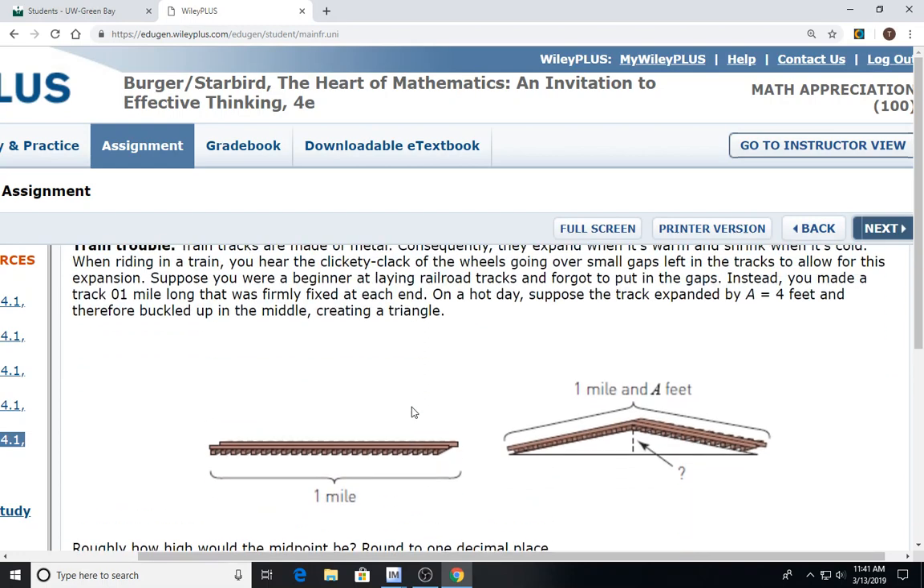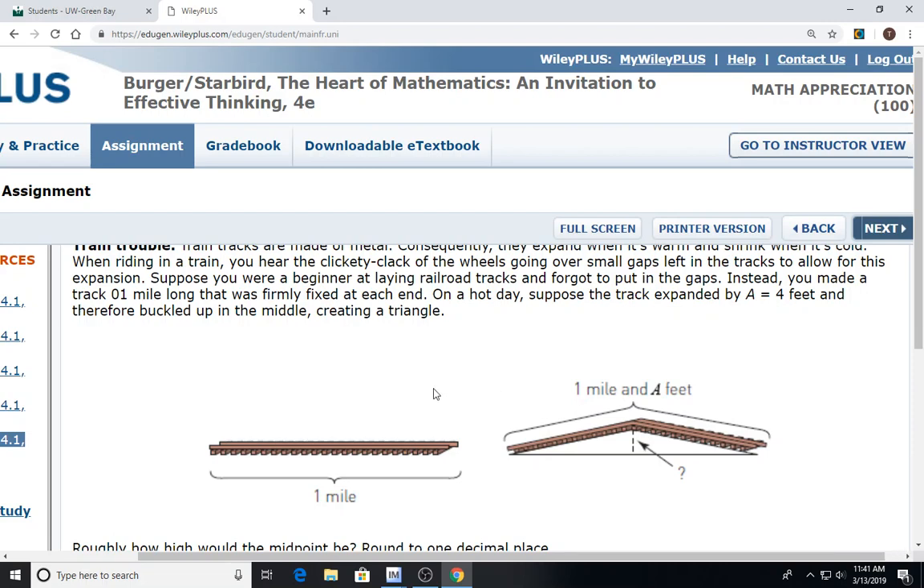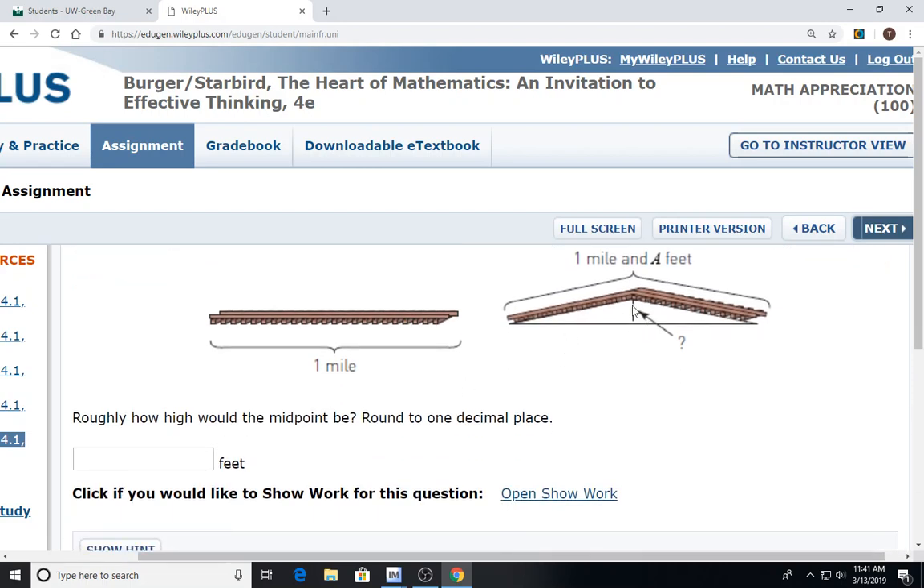creating a triangle. So here's the track when it's cool, all nice and flat, but then it gets hot and the track goes up in the middle. So now the track is 1 mile and 4 feet. Let's go ahead and check out how tall this would be if it all buckled up in one spot. You actually see this in real life, not on train tracks, but on people's siding. You ever see someone do siding on a house and it's all buckled and falling off? That's because they forgot the expansion joints usually. Let's take a look at this particular problem. Mine's going to be a little different than yours possibly, depending on your numbers. But here's how we do it.